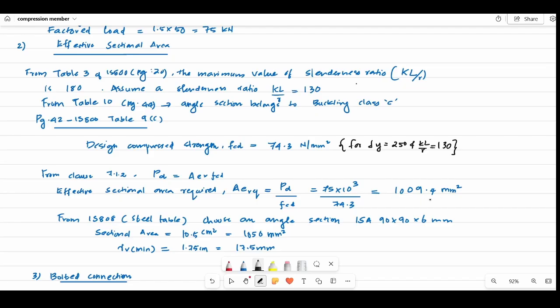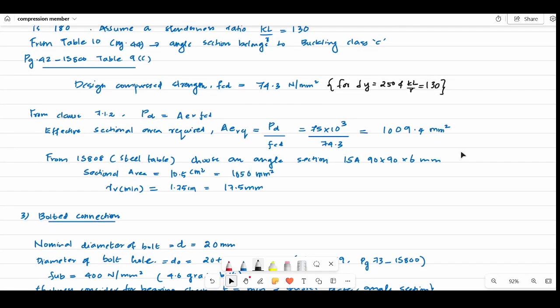Now what we have to do, we have to go to IS 808 or our steel table and select an angle section having a cross section area greater than this value, 1009.4. So when you go to the steel table, I think in page number 8 there is an equal angle section, and here I select ISA, which is the Indian Standard Angle 90 by 90 by 6 mm. And when we look at it, it has a sectional area of 10.5 centimeter square, which will be equal to 1050 millimeter square. This value is greater than the required sectional area.